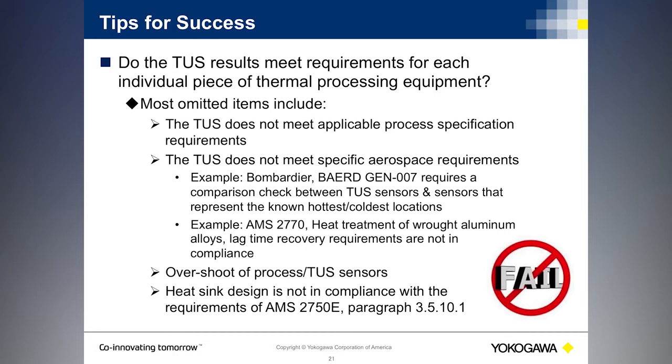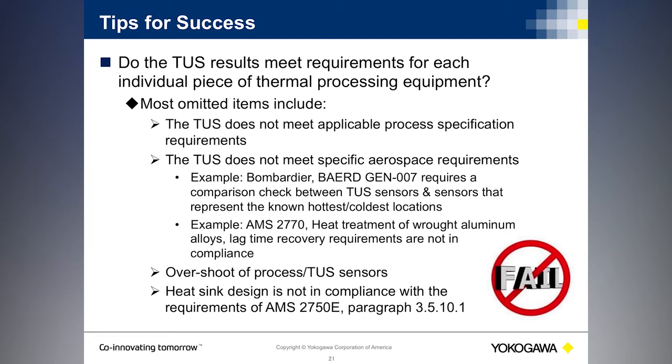Another example would be AMS 2770, which is the heat treatment of aluminum alloys. You have a requirement for lag time recovery requirements that may not be in compliance again. This is not necessarily a pyrometry function, but it is a requirement in a process specification. Other non-conformances generated through this checklist question are overshoot of the process or TUS sensors. So, having a good control system with great tuning parameters that slow down your approach, so you don't have any overshoot of your test thermocouples nor of your process sensors.